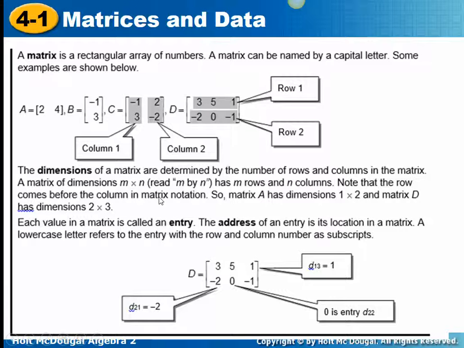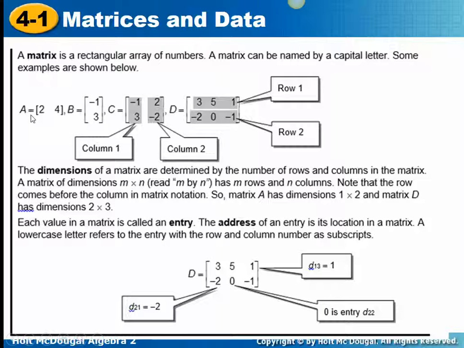A matrix is just a rectangular array of numbers. So it's a way of recording numbers or data. We name it with a capital letter, and here are some examples of matrices. If you have one of them, it's called a matrix. If you have more than one, it's matrices.